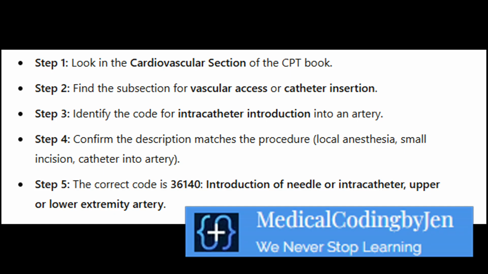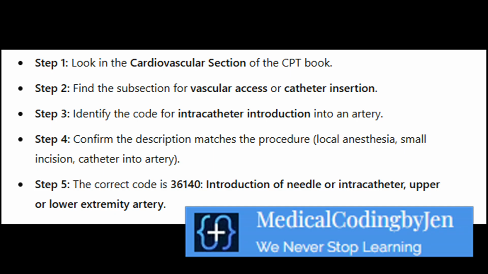Step 2. Locate the cardiovascular section in the table of contents. Find the cardiovascular section, which typically covers procedures related to arteries, veins, and the heart. The codes in this section are usually numbered in the 30,000 range. You'll likely find the right subsection for vascular access here.